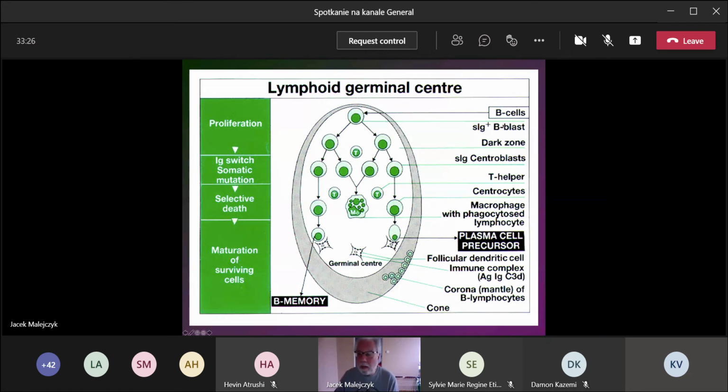And in this germinal center, we can distinguish first B cells, which change into blast cells. Then blast cells change into cells which we call centroblasts, then centrocytes, and finally we get something you already know from the connective tissue class, plasma cells. These plasma cells are the cells which actively start to produce antibodies.